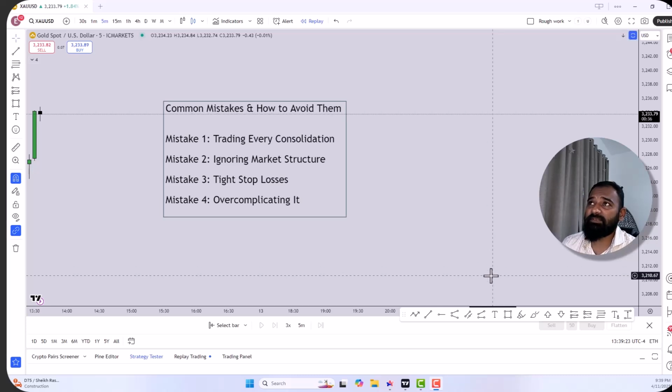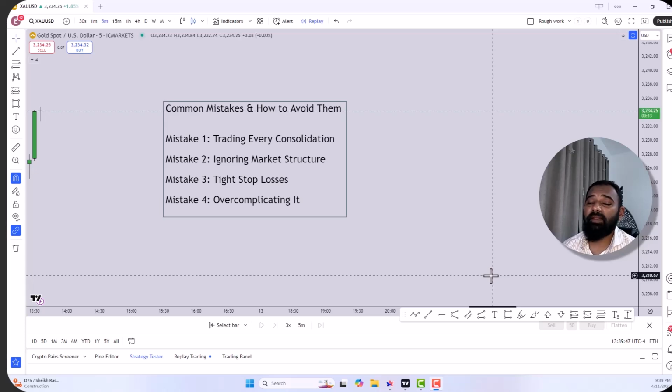The second common mistake is ignoring market structure. Market structure tells the story of the whole market. Market structure is the context. Without knowing proper market structure, order blocks will not work for you. And if you want me to make a detailed video about market structure, do comment below and let me know.